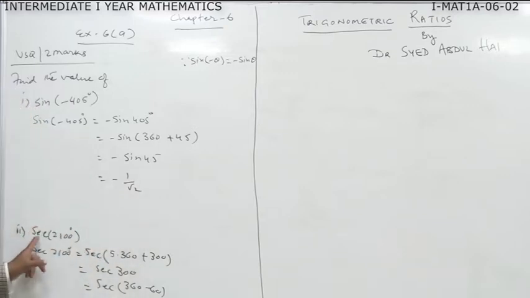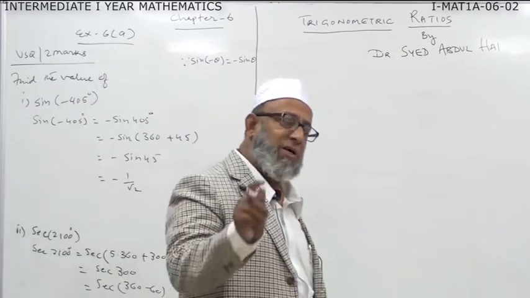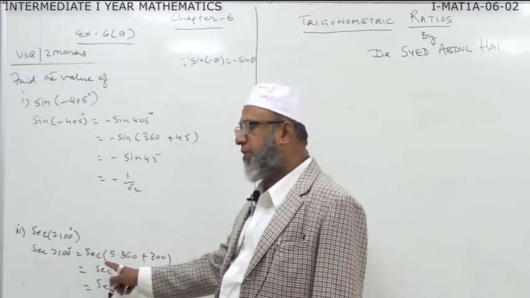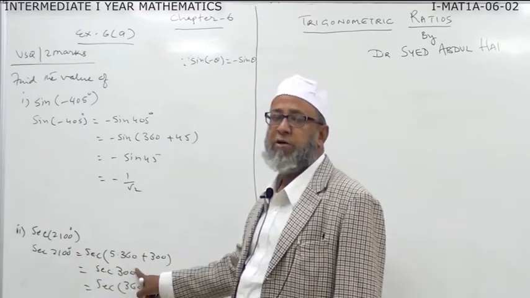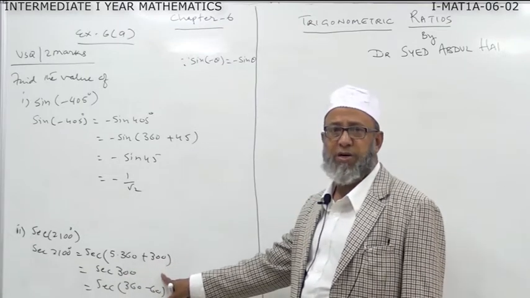Second question is take sec 2100. 2100 is more than 360. So, whenever the value is more than 360, you have to convert it in the multiples of 360 only. Okay? Therefore, sec 2100 is equal to sec of 5 into 360, 5 into 360 is 1800, 1800 plus 300 is 2100.